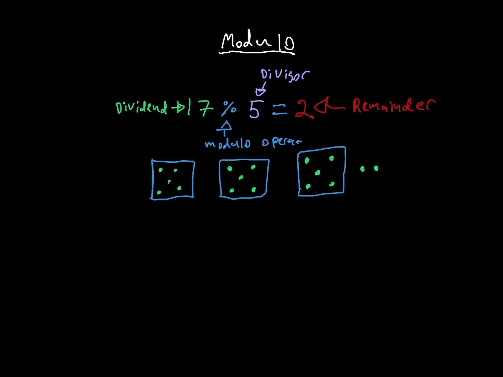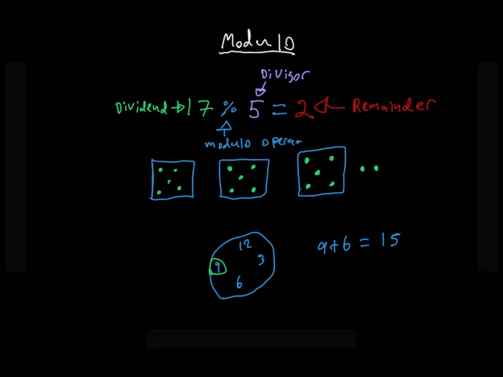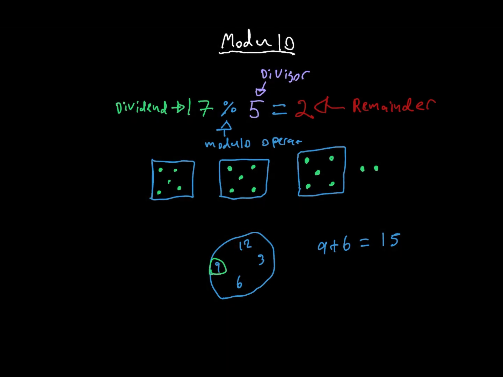Another way you can think about this is through the use of a clock. Imagine that it's currently 9 o'clock, right? And you know that you need to see your friend in 6 hours. So 9 plus 6 equals 15. But our clock only goes up to a maximum of 12. So what does 15 hours really mean? Well, let's see.